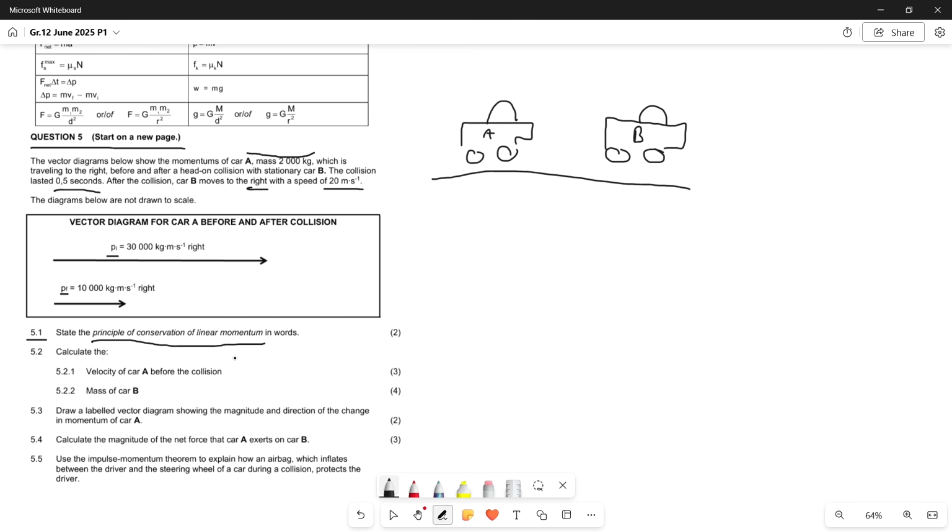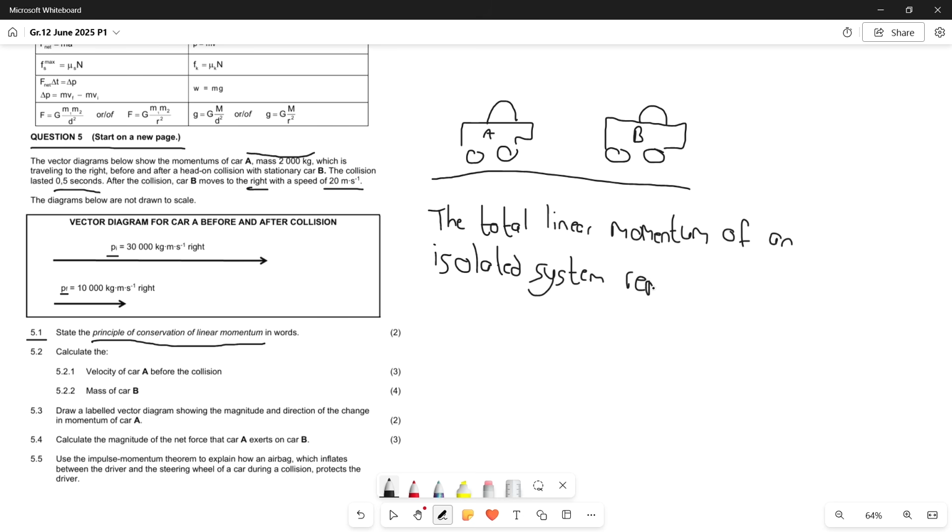So this one is quite a nice one. So what we have is the total linear momentum of an isolated system remains constant. So this just earned us 2 marks over there.